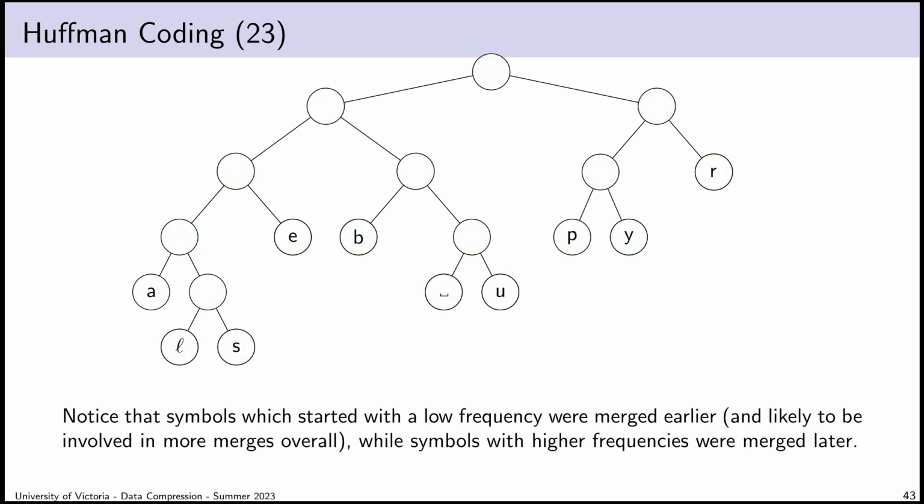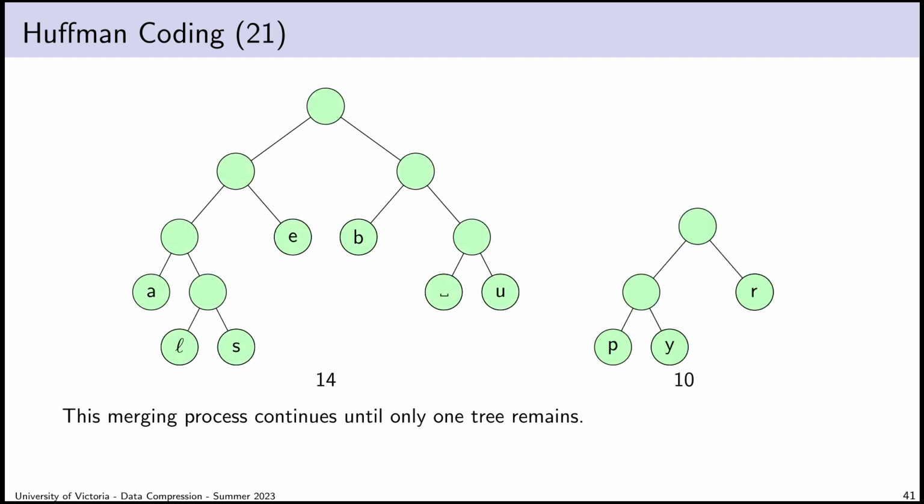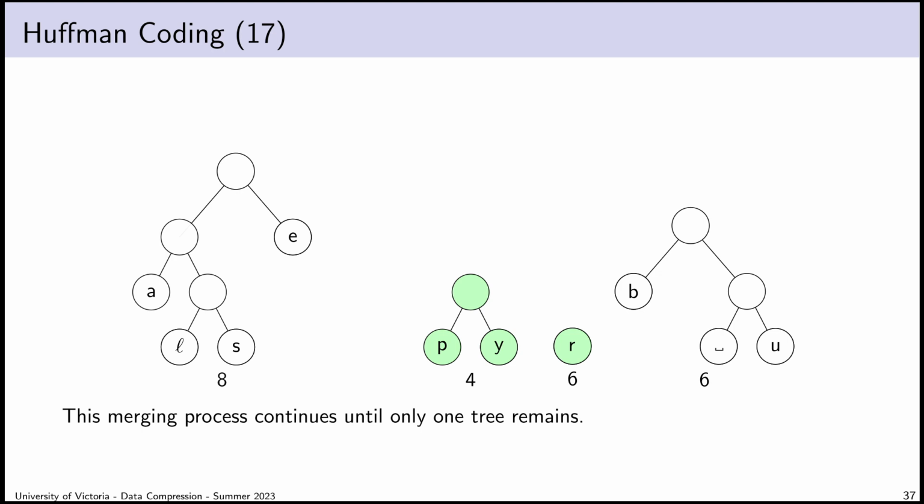And in general, if you have a symbol that started with a very low frequency, odds are it got merged pretty early and was caught up in more merges overall. Whereas symbols with high frequencies are just going to stay put until relatively late in the process. If we backtrack through it, we'll actually figure out when R finally got merged.